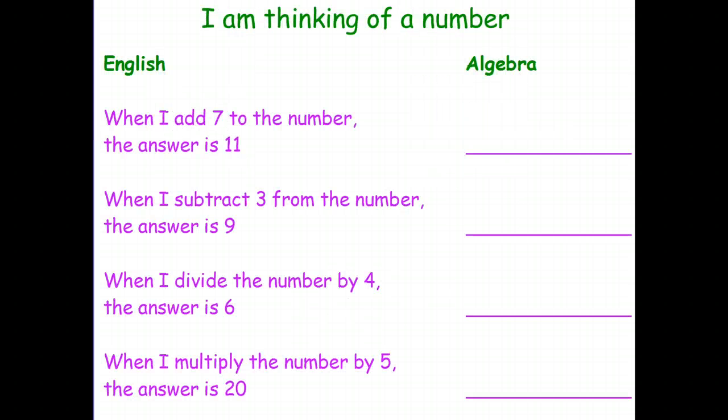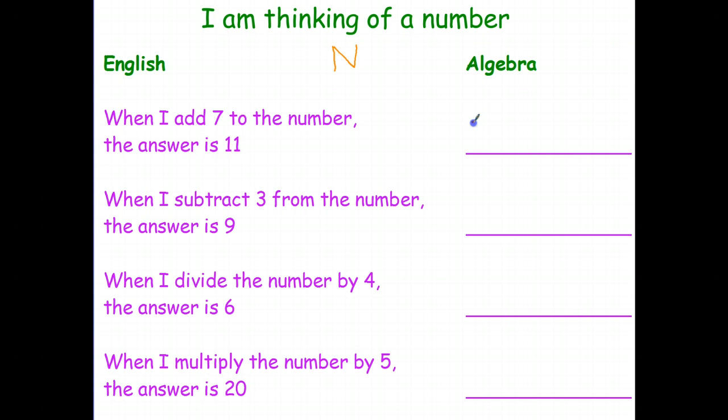Okay, let's go ahead and start by taking some English expressions and showing you how to turn them into algebraic expressions. In other words, how to turn them into equations. So I'm thinking of a number. Well, I like to use just capital N for my number. When I add 7 to the number, the answer is 11.